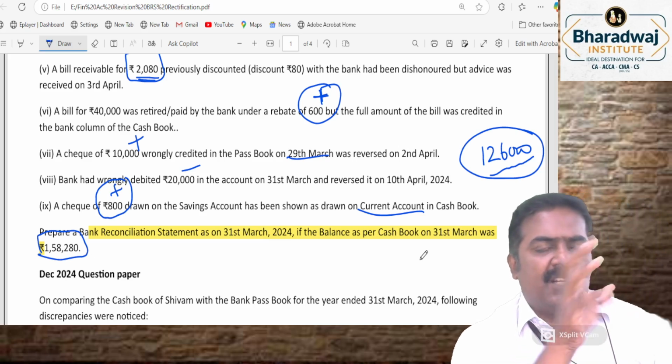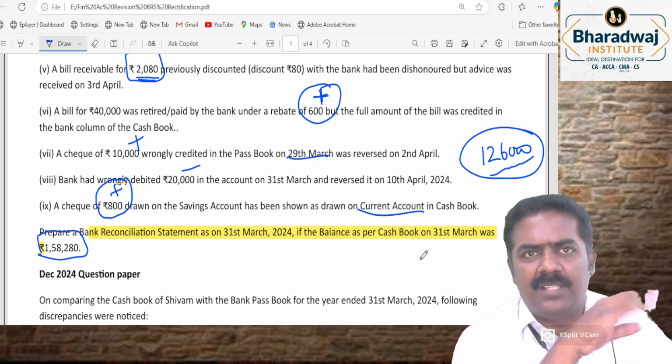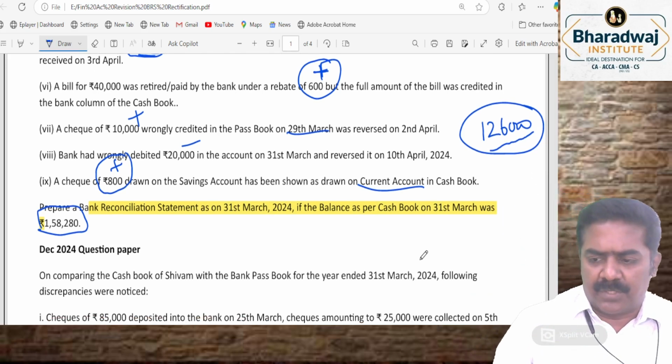See, BRS rectification of errors combo, they ask for 7 plus 7, 14 marks. So on the easy chapter, you can easily get the marks. Go to the December 2024 question.